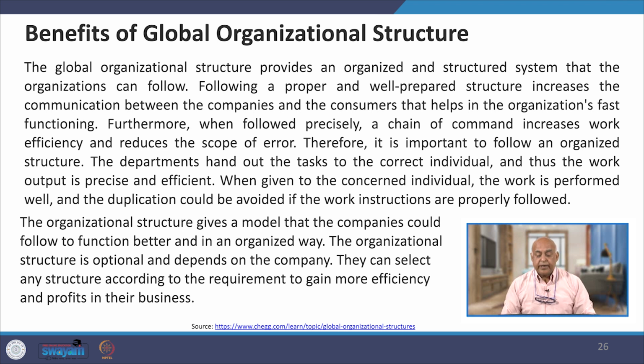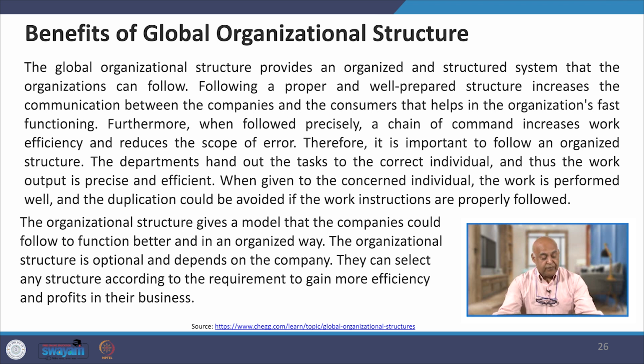The global organization structure provides a system that organizations can follow. Following a proper and well-prepared structure increases the communication between the companies and the consumers and helps in the organization's fast functioning. Furthermore, when followed precisely, a chain of command increases work efficiency and reduces the scope of error.